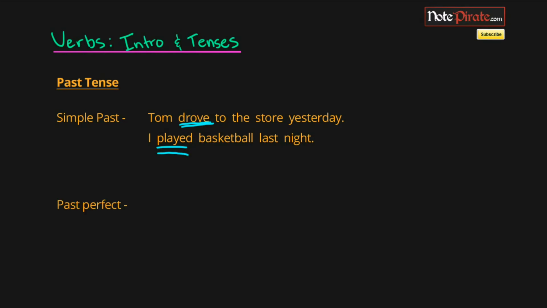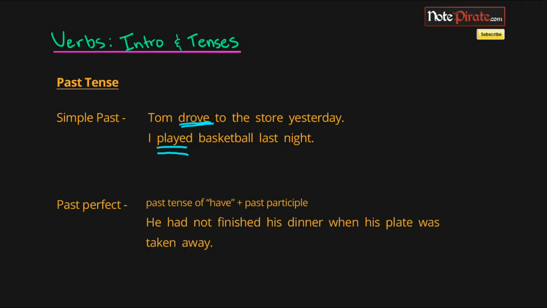So let's move on. Let's look at past perfect now. Same way we had simple present and present perfect, we have simple past and past perfect. Past perfect indicates an action or condition that's completed before something else occurred in the past. So this is just like present perfect, except we take the past tense of have and add the past participle. So, for example, we might say, he had not finished his dinner when his plate was taken away.